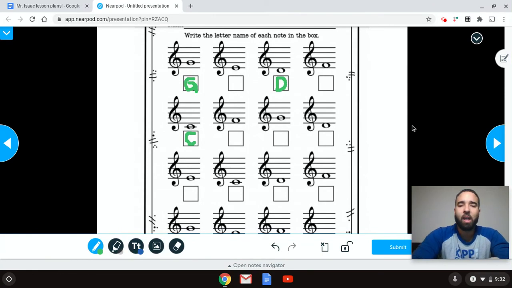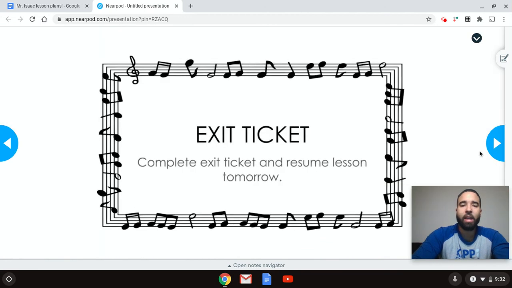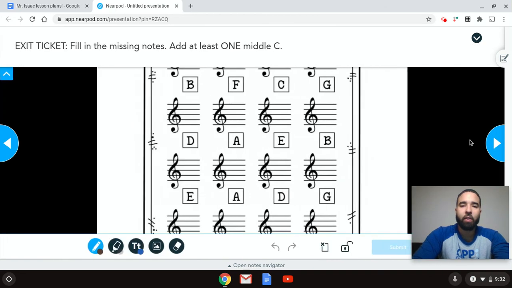I believe your exit ticket is coming up after this. Pause me. I'm moving on now. Complete exit ticket and resume lesson tomorrow. Again, we don't have a music lesson. It will continue on Monday, but your exit ticket for today.